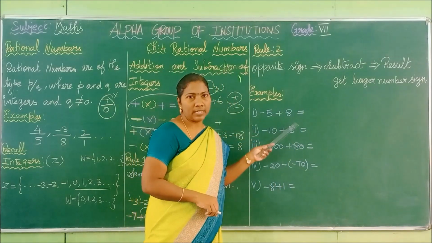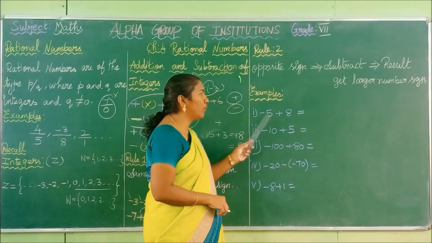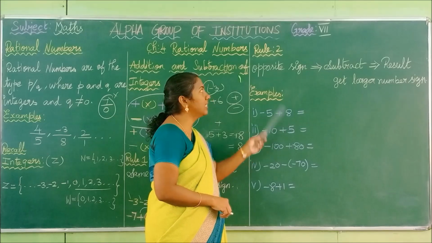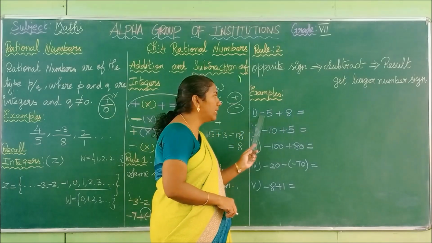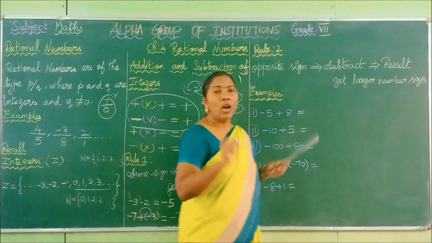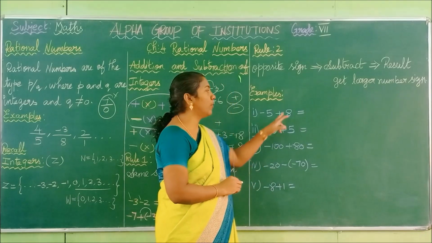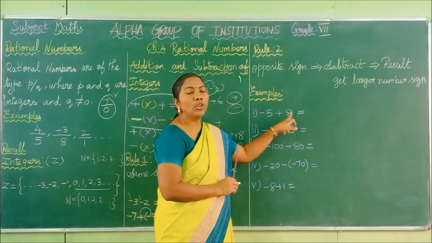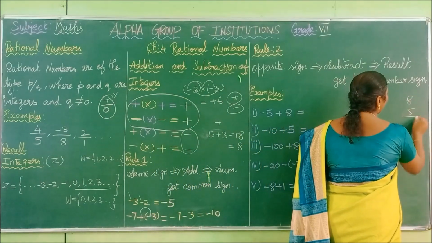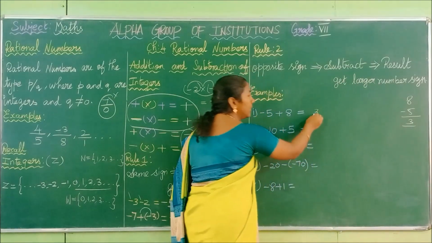Minus 5 plus 8. The given integers are 5 and 8. What is the symbol for 5? Minus. What is the symbol for 8? Plus. Thus the given integers are in opposite sign. One is minus, another is plus. So what do you have to do? We have to subtract. How do you subtract? You have to subtract the smaller number from the larger number. What is the larger number here? 8. So you have to subtract the 5 from 8. So while you are subtracting the 5 from 8, what is your answer? 3. So this is our result 3.